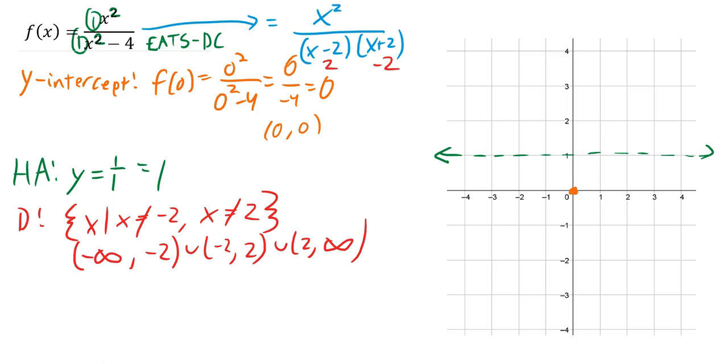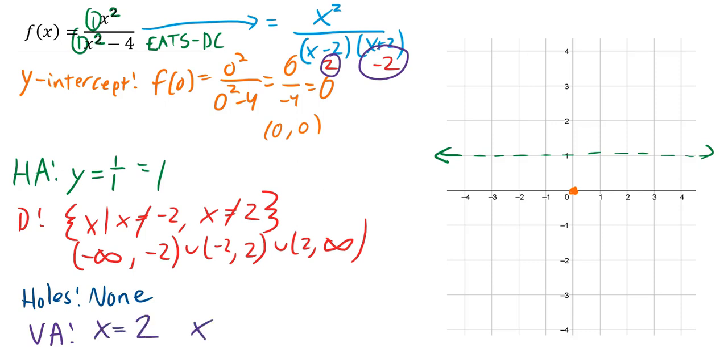I cancel. Nothing cancels. I do holes. If nothing canceled, there aren't going to be any holes. And then I do my vertical asymptotes. Vertical asymptotes there will be, because these excluded values that didn't cancel, those are my vertical asymptotes. x equals 2 and x equals negative 2.